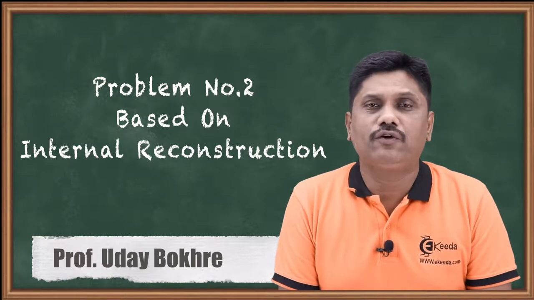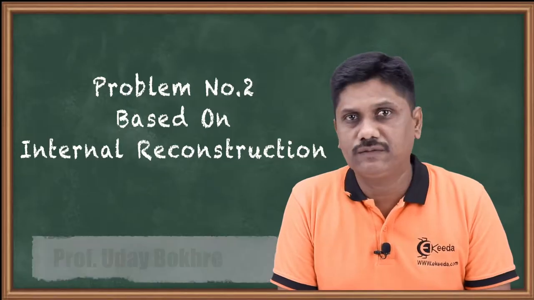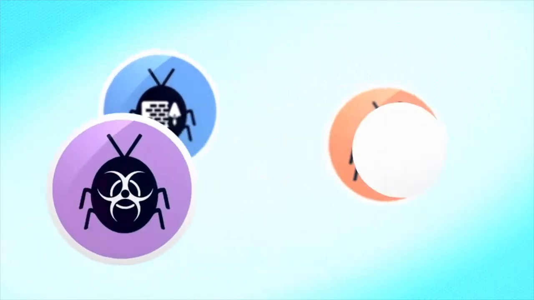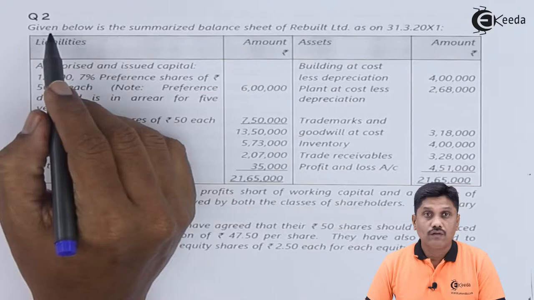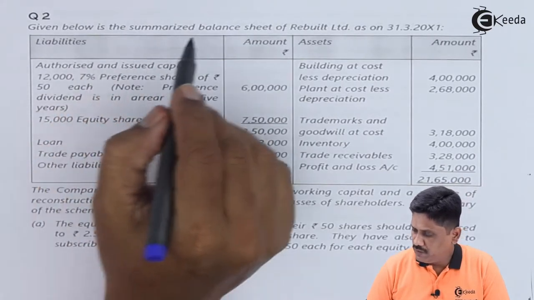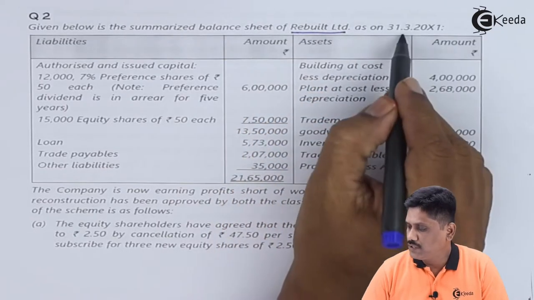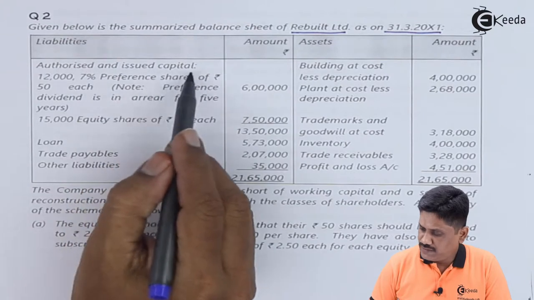Friends, today we are going to learn internal reconstruction question number 2, which is on your screen. Question number 2. We are reading now. Given below is the summarized balance sheet of Rebuilt Limited as on 31st March 2001. Authorized and issued capital.